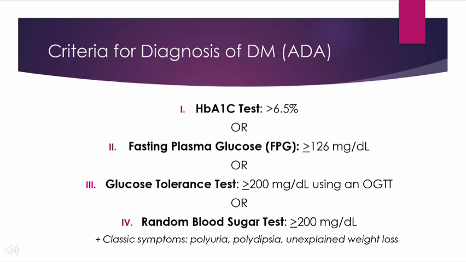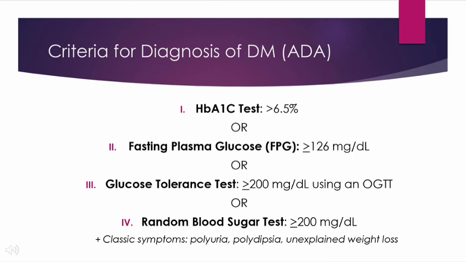Now, let us review the common symptoms. These include frequent urination, excessive thirst, and unexplained weight loss. These occur because high blood sugar affects fluid balance and energy utilization in the body. Now, why is early diagnosis important? Because uncontrolled diabetes can lead to serious complications such as nerve damage, kidney failure, and cardiovascular disease.